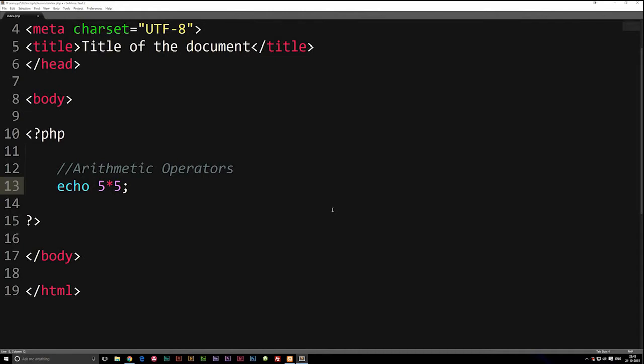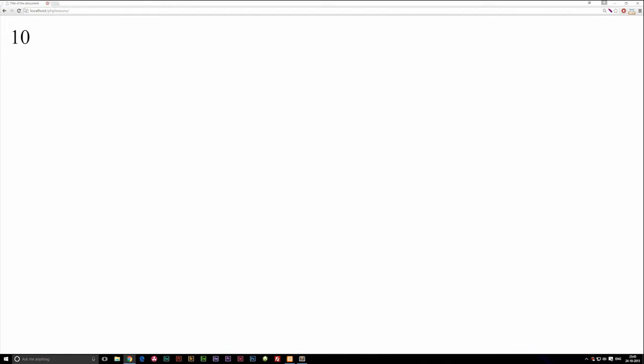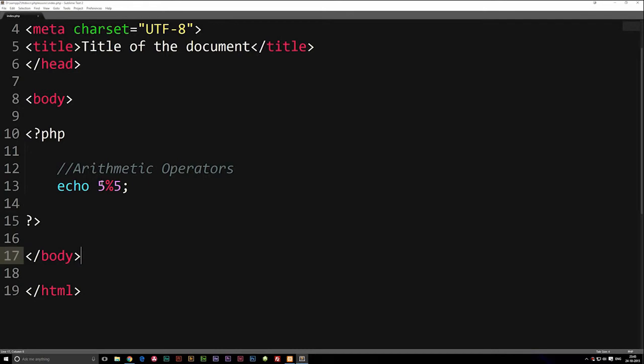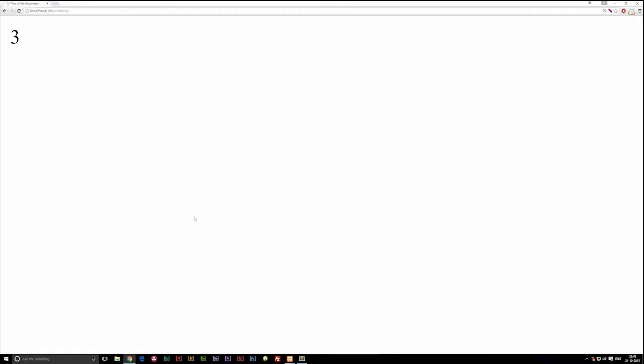And we have two more that I want to talk about. We also have one called a modulus, and a modulus is when we use the percentage symbol. So basically what this does is it says, okay, we have 5 divided by 5, and how much do we have left over? If I save this and refresh my browser, you can see we get 0, because right now 5 divided by 5 has no leftovers. If I change the 5 to an 8 instead, we should have 3 inside our browser, because 8 divided by 5 is 1 into the 8, and then we have 3 left over. So if we refresh, we get 3.